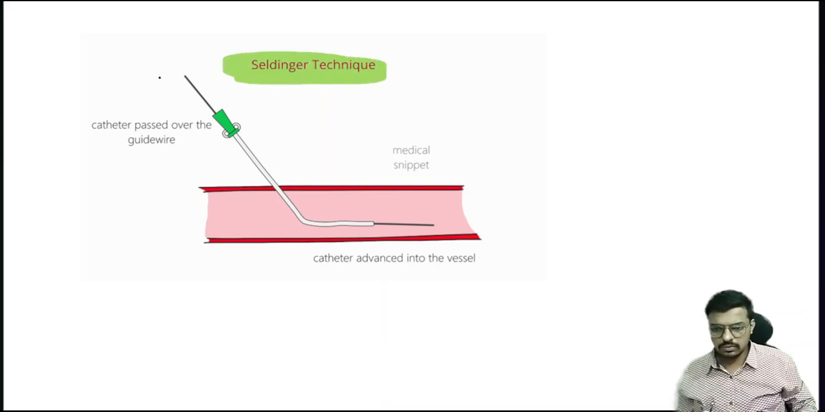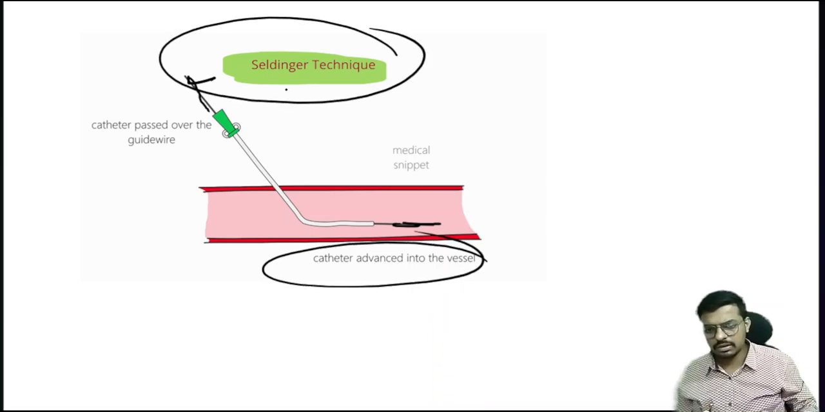Okay, look at this one. So this black color one is the guide wire. First we have to insert the guide wire, and along with that one, the catheter will be guided inside our central vein. So remember the name of the technique, the Seldinger technique.